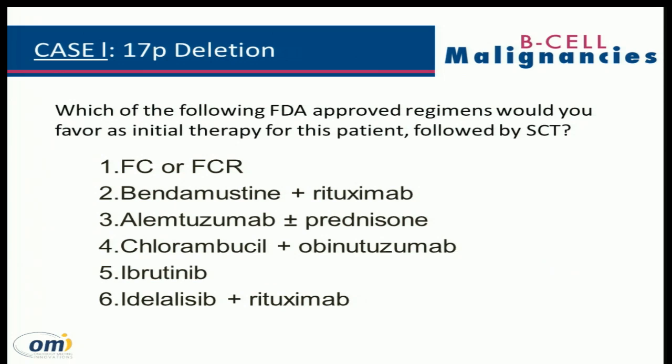Which of the following FDA-approved regimens would you favor as initial therapy for this patient? FC or FCR, BR, obinutuzumab, chlorambucil, or venetoclax? We've actually talked about all these, ibrutinib or idelalisib.